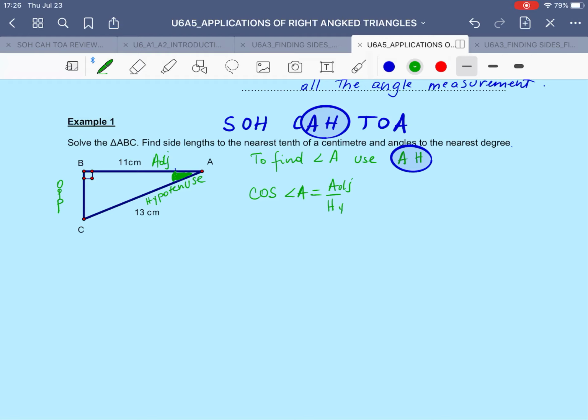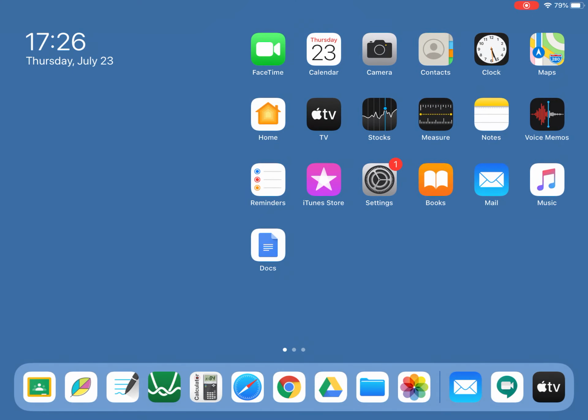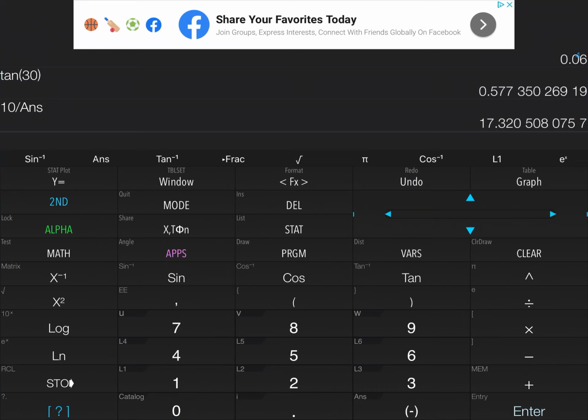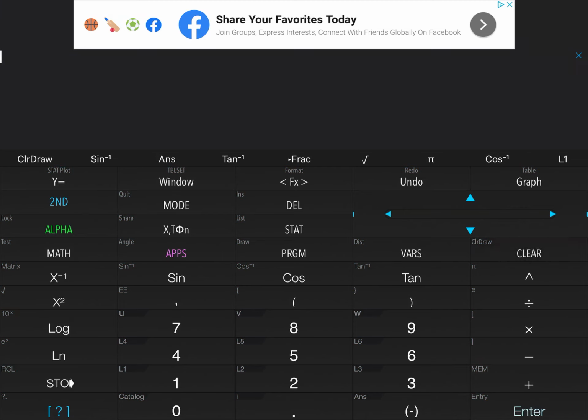And with adjacent of 11, hypotenuse of 13, we'll say cosine of angle A is 11 over 13. How about angle A? Well, that would be inverse cosine 11 over 13. Let's use the calculator. As always, make sure your calculator is on degree mode. And I will have to press second. Sorry, I'll clear everything. So second cosine 11 divided by 13.